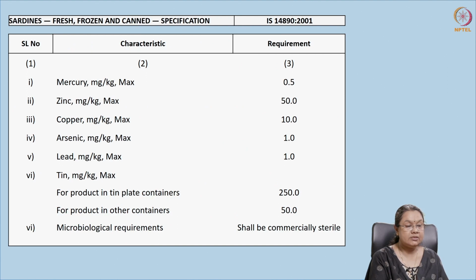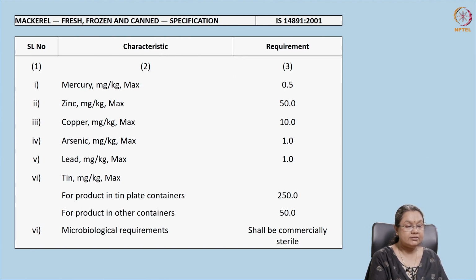And this is the international standard for sardine. You can see that for sardine and mackerel, the international standards are the same. The limits are the same: for mercury it is 0.5 ppm, zinc 50 ppm, copper 10 ppm, arsenic 1 ppm. So these are the heavy metals. Lead is also a heavy metal, 1 ppm. And then microbiological requirements: it should be commercially sterile. And in plate containers, it should be 250 ppm, and in the other container, it should be 50 ppm.